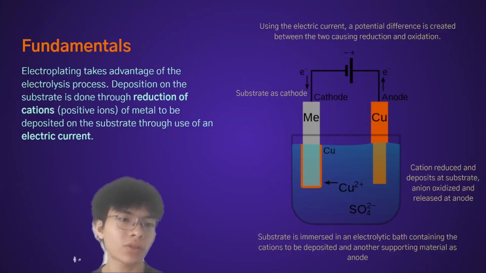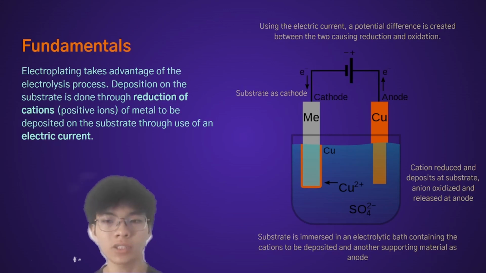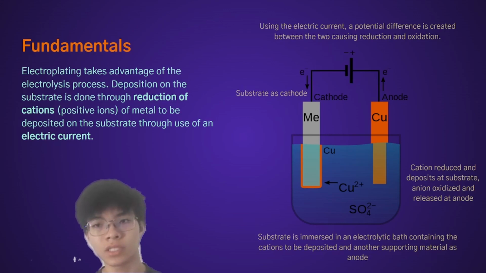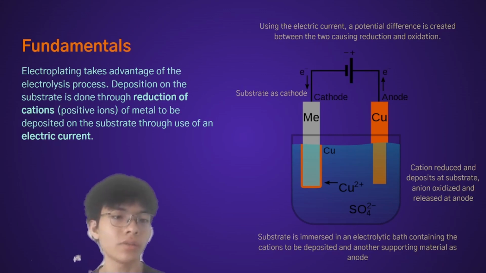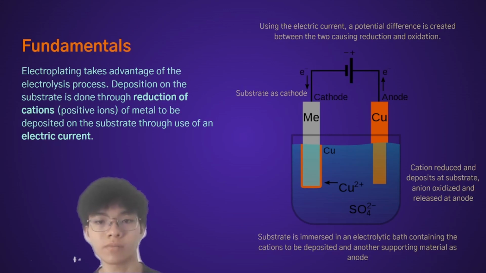The fundamentals of electroplating take advantage of the electrolysis process, which is shown in the diagram right here. With the electric current entering the system, a potential difference will be created between the two electrodes, causing reduction and oxidation to occur, which is the redox reaction. Deposition on the substrate is done through the reduction of cations, which are the positive ions of metals, to be deposited on the substrate through the use of electric current.